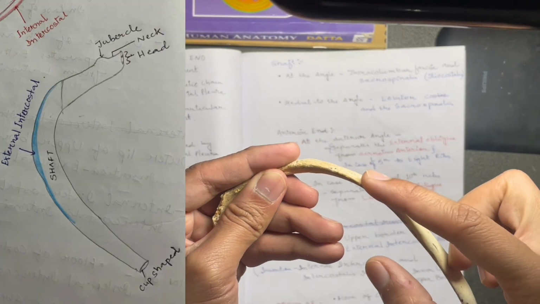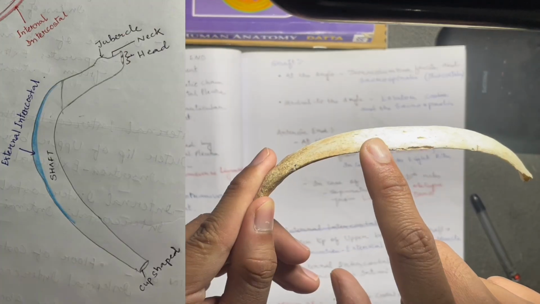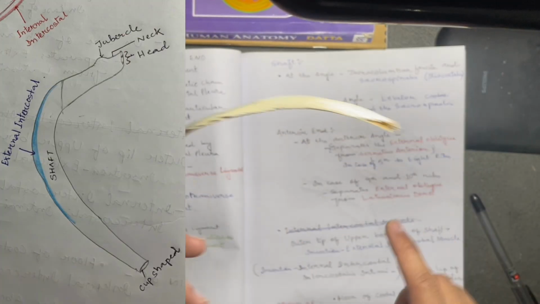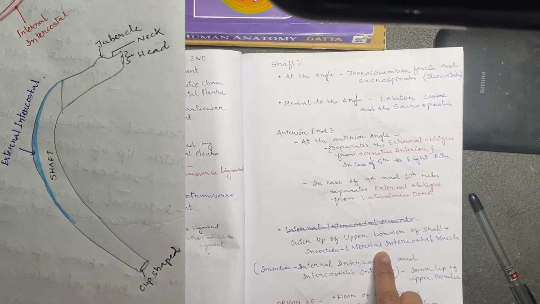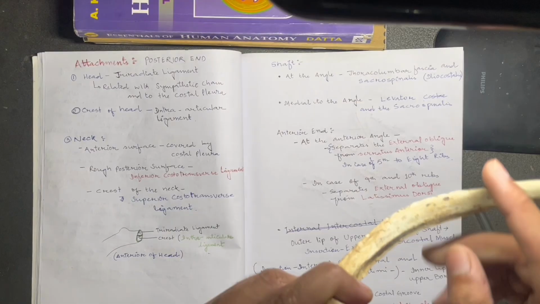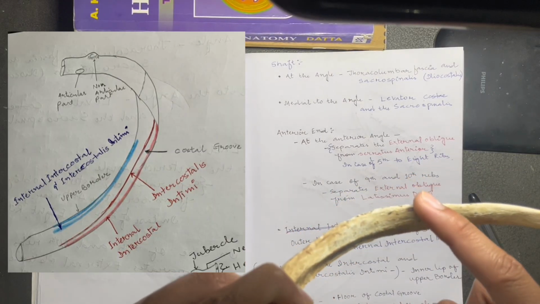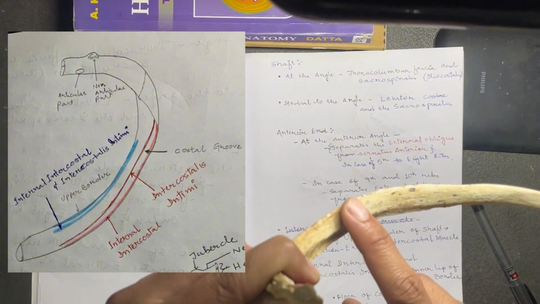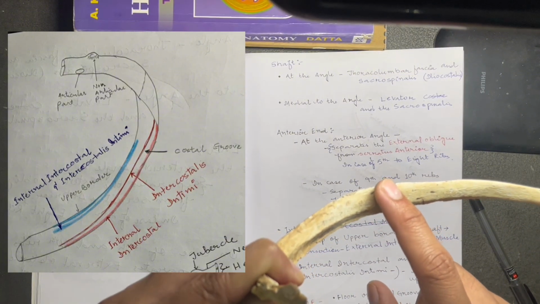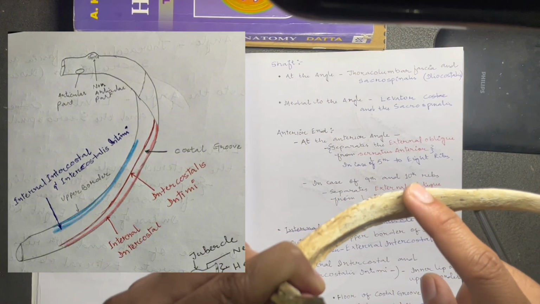At the outer leaf, there is insertion of the external intercostal muscle. At the inner leaf of the upper border of the shaft, there is insertion of the internal intercostal muscle and the intercostalis intimi.